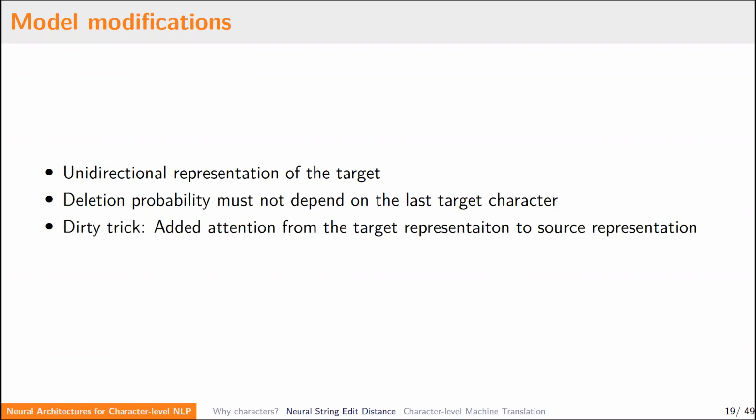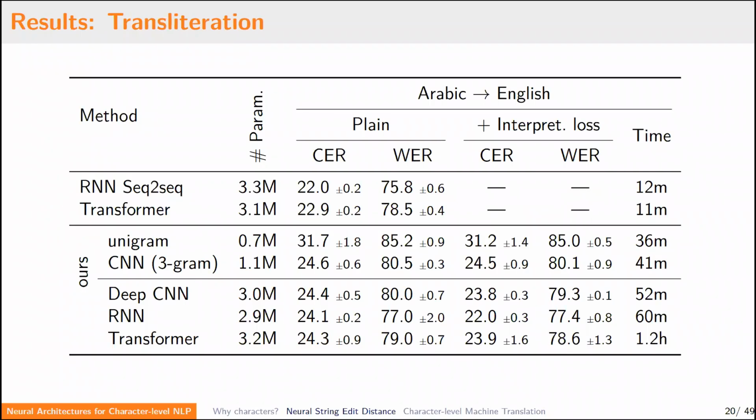And there is another dirty trick to make it work: we add attention from the target to the source representation in computing the contextual symbol pair representations. This is again an ugly table that shows how the models worked for transliteration. And we can see that we were almost able to match the performance of the sequence-to-sequence models.